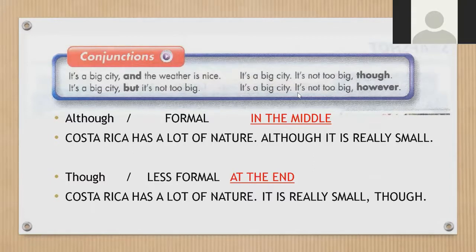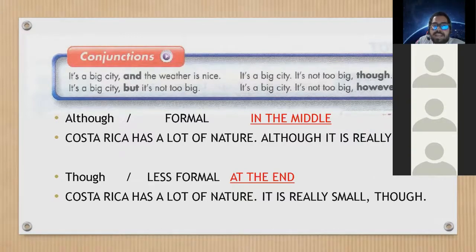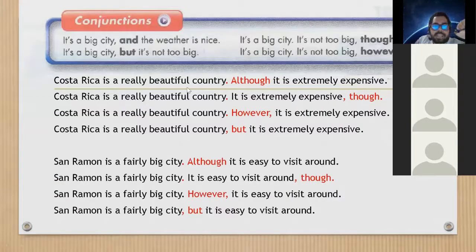Okay. Look at this. Costa Rica has a lot of nature. It is really small though. You know what though is, right? Y recuerden, chicos, que aunque la estructura no suene bien, es como si estuviera en el medio, right? For our Spanish brain, okay? So, Costa Rica has a lot of nature. It is really small though, okay? Let's go over here, guys, to show you more examples.